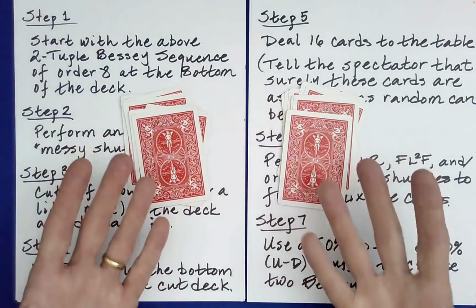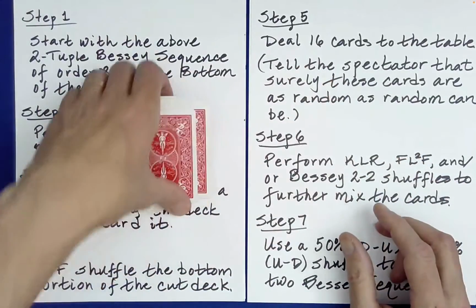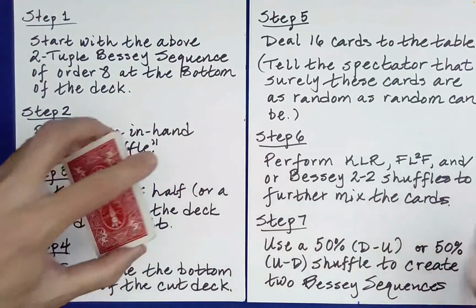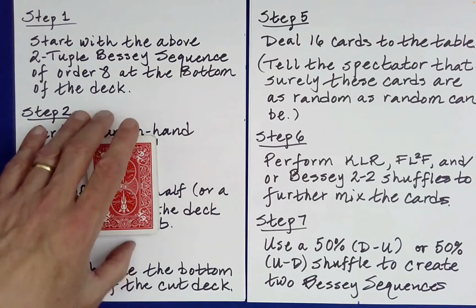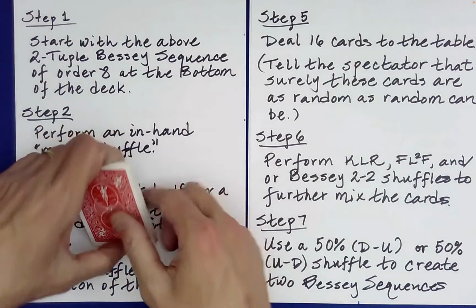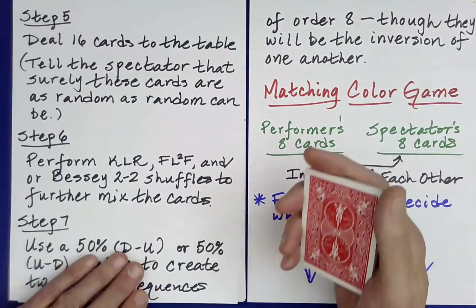A random stacking here decided by the spectator. Okay, very good. That's great. And then you can do additional mixing if you want. And now what we're going to do is use something called a 50% down under, or a 50% under down shuffle, to create two Bessie sequences of order 8.